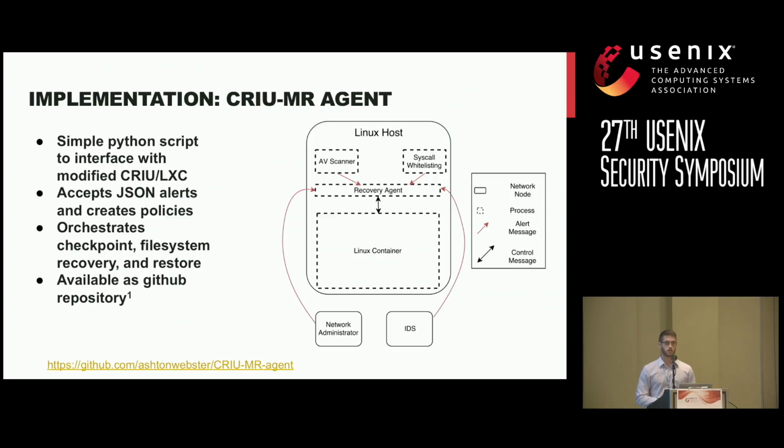So for the agent, again, this is sort of the orchestration process for triggering this recovery. This accepts the JSON alerts and parses them into the protobuf formatted files that CRIU accepts for its policies. And I have a diagram there on the right, which shows that these alerts can come from either on the host or outside of the host and from a variety of different sources.